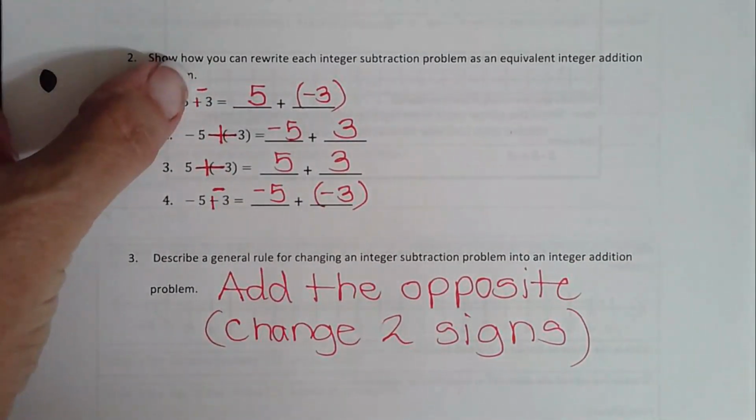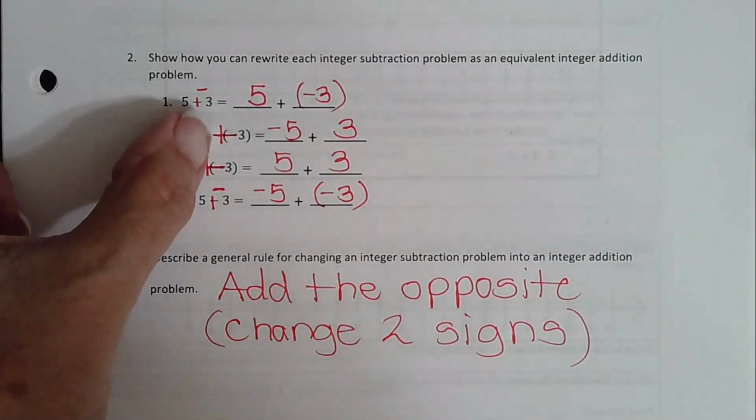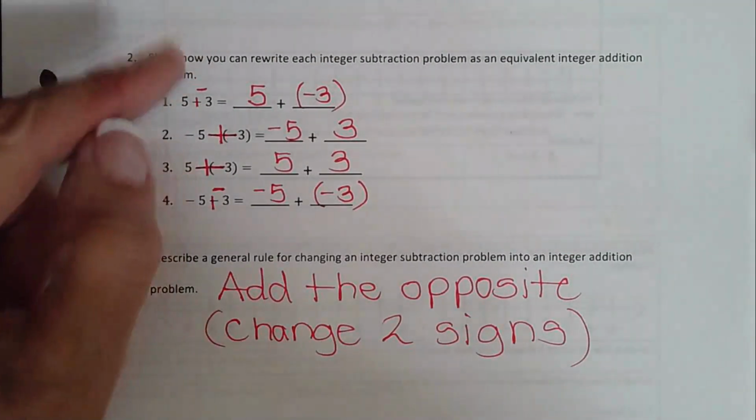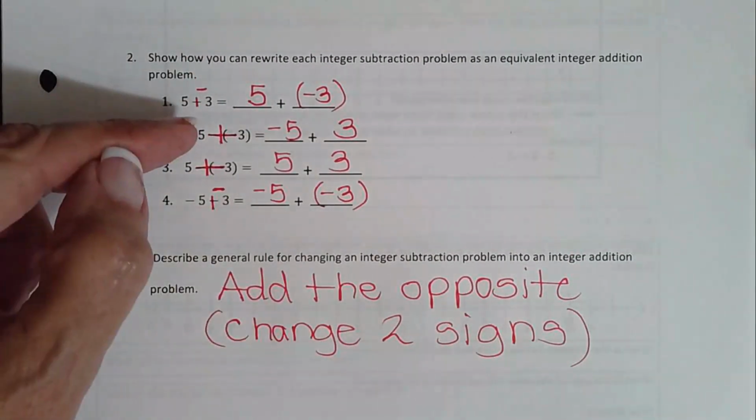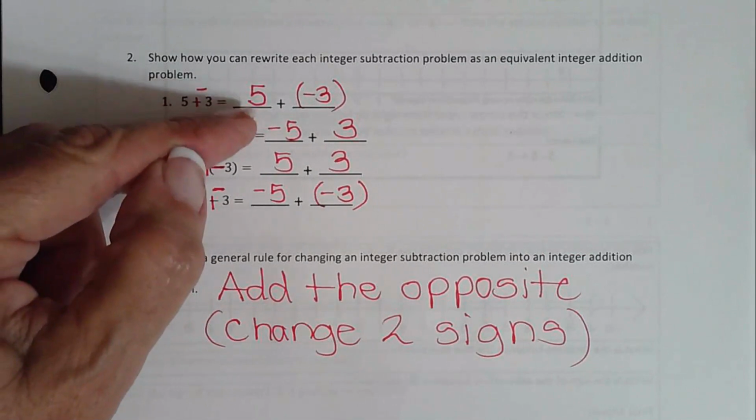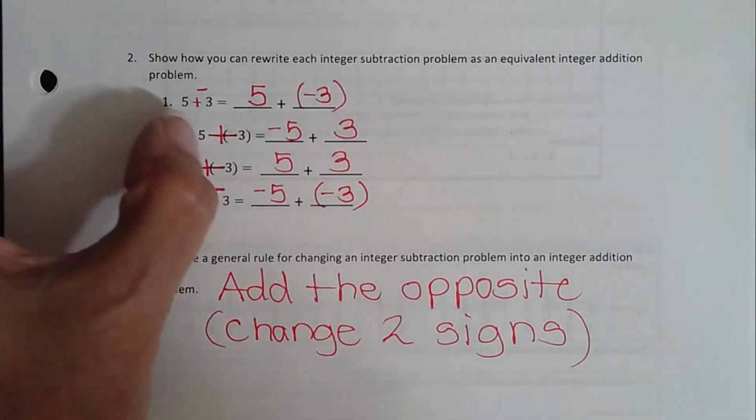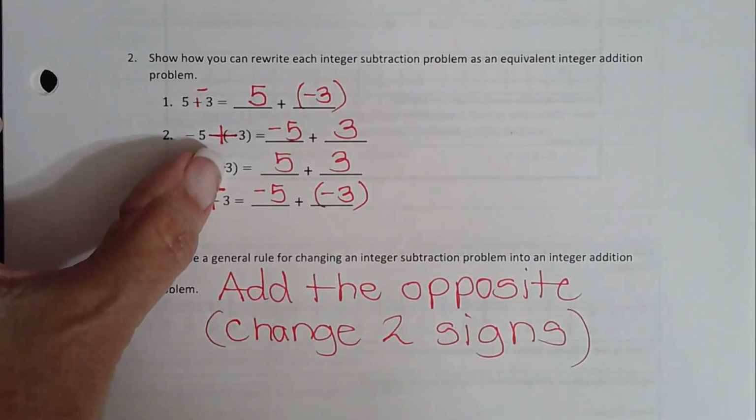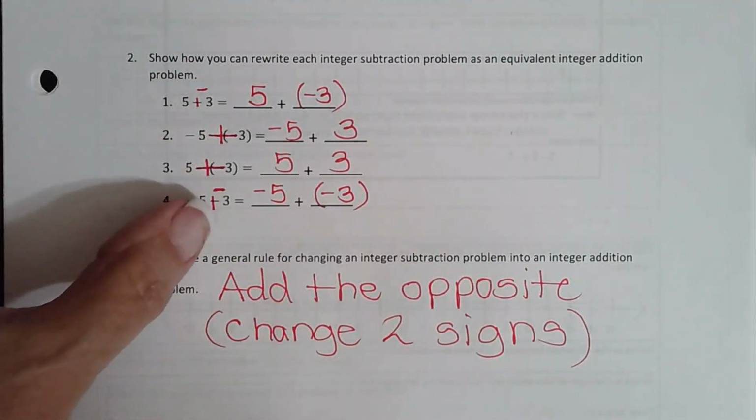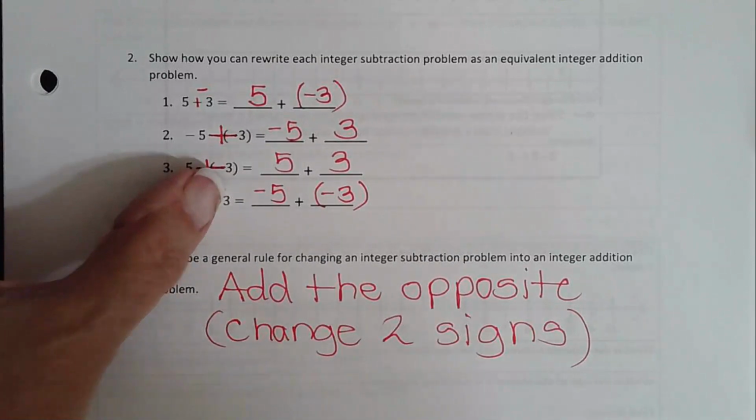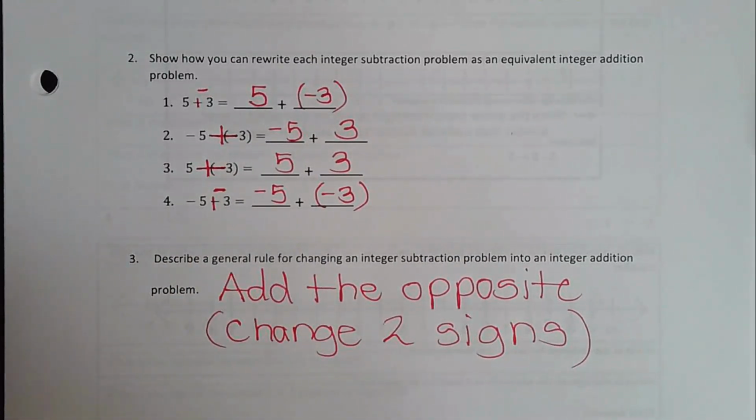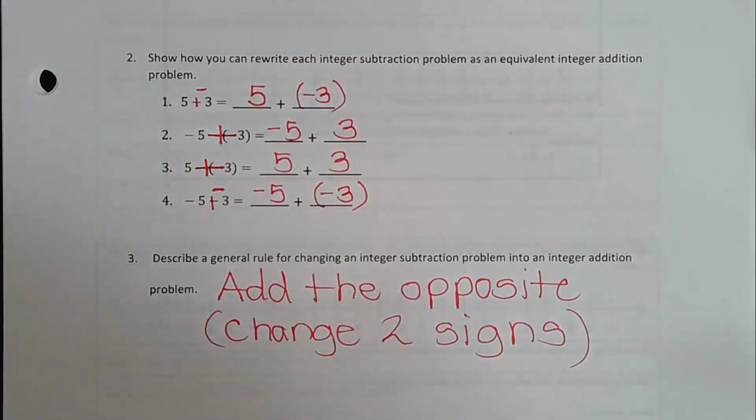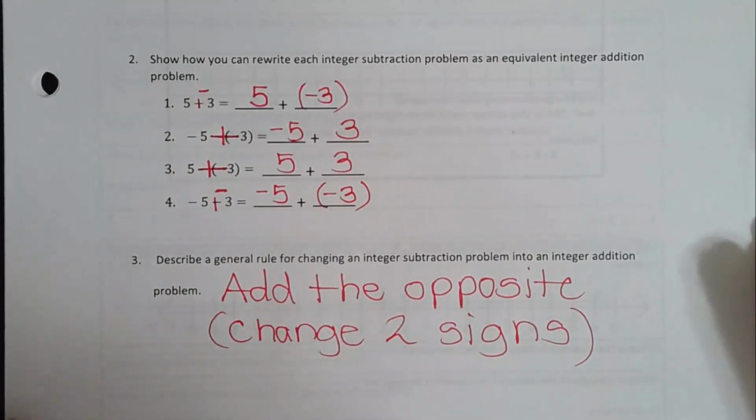Add the opposite, add the opposite, because when we make that big plus, we're making the subtraction plus and the negative plus. So it's still add the opposite, add the opposite, we change 2 signs, add the opposite, we change 2 signs. So add the opposite, change the 2 middle signs.